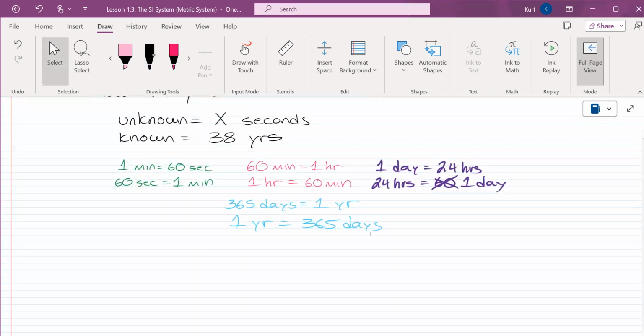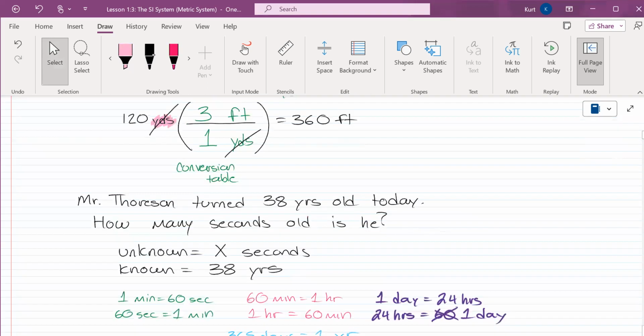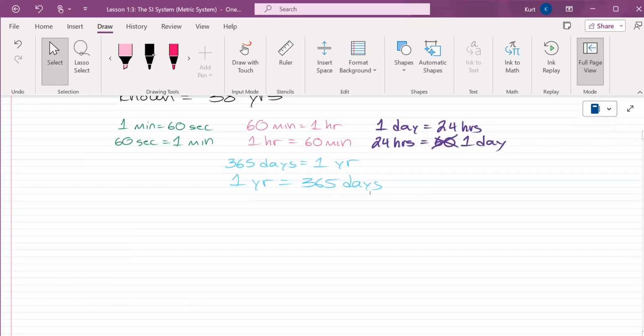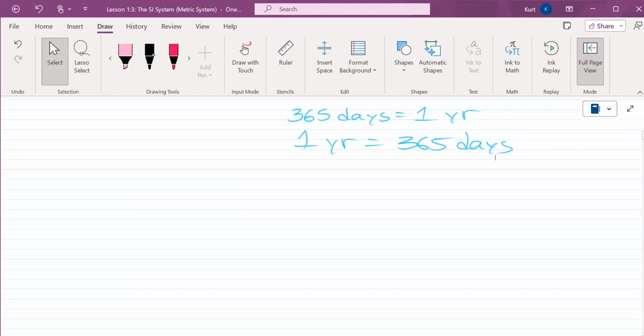You start, what do you start with? Your known or your unknown? Look at what we did with the football field. We start with the known value. What was my known value? 38 years. I'm glad you said years. You didn't just say 38. Good job. He said 38 years.